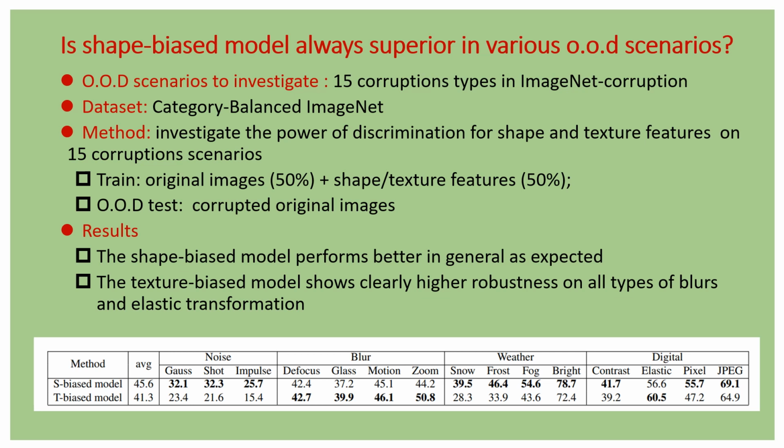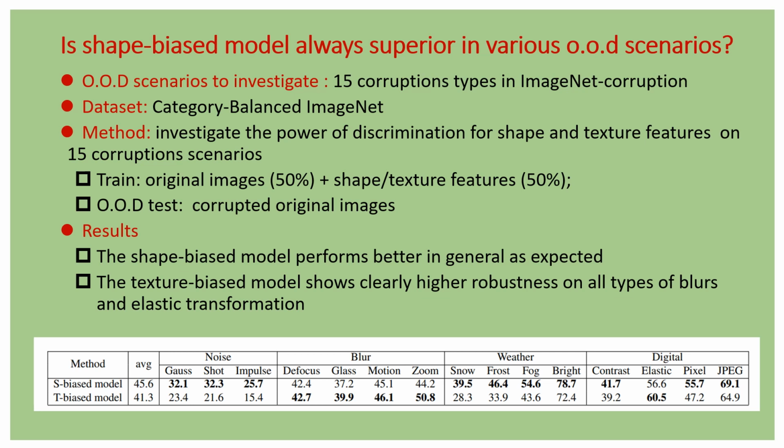We train two models that are shape and texture biased respectively. The shape-biased model is trained with each image having 50% chance replaced by shape features. The texture-biased model is trained on the same dataset with each image having 50% chance replaced by texture features. Both models are evaluated on the corrupted test set. The results on all 15 natural corruption o.o.d scenarios are shown in the table.